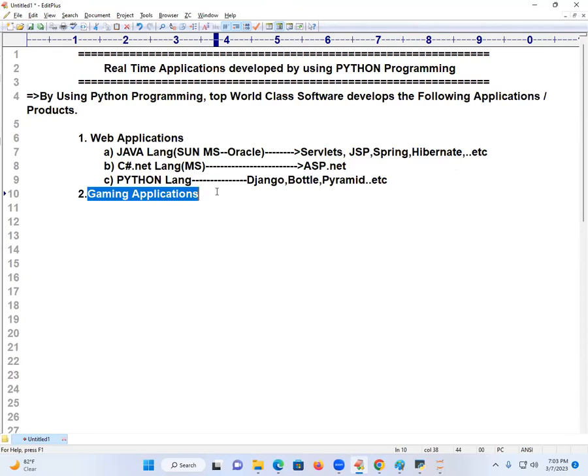Gaming applications. For gaming related application development, separate modules are available. There are some companies established which are exclusively designing for what? Gaming applications. You can search on the internet for world-class companies exclusively developing games and the languages used inside. Python is the easiest language for development of what? Gaming applications, because Python provides what? Modules for development of gaming applications.